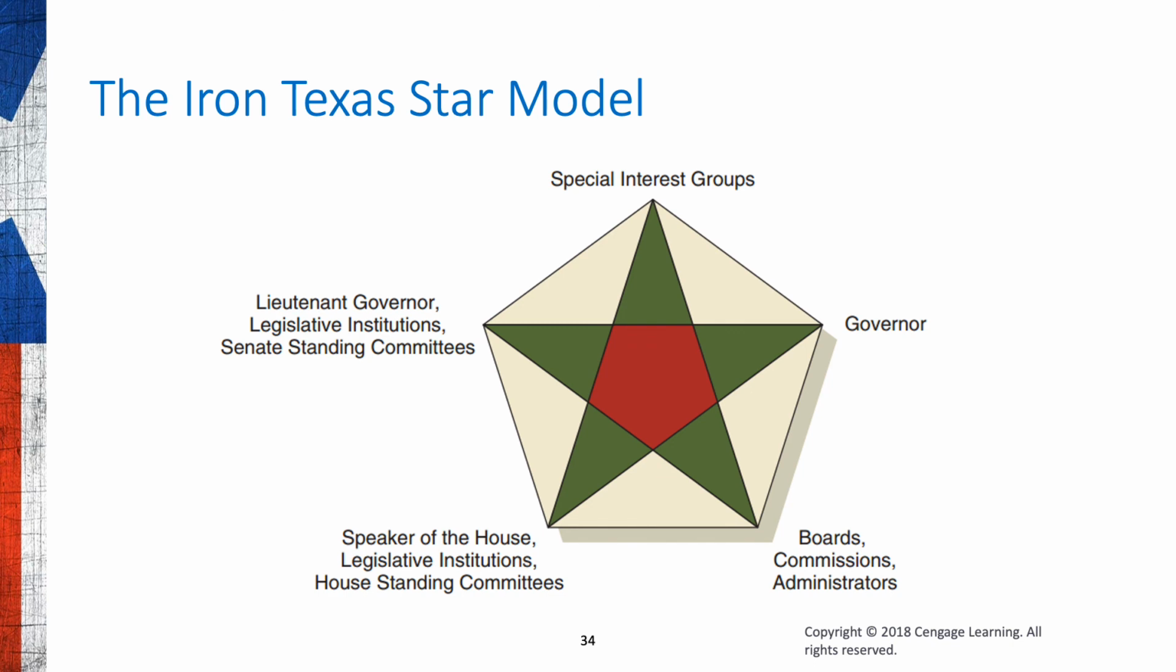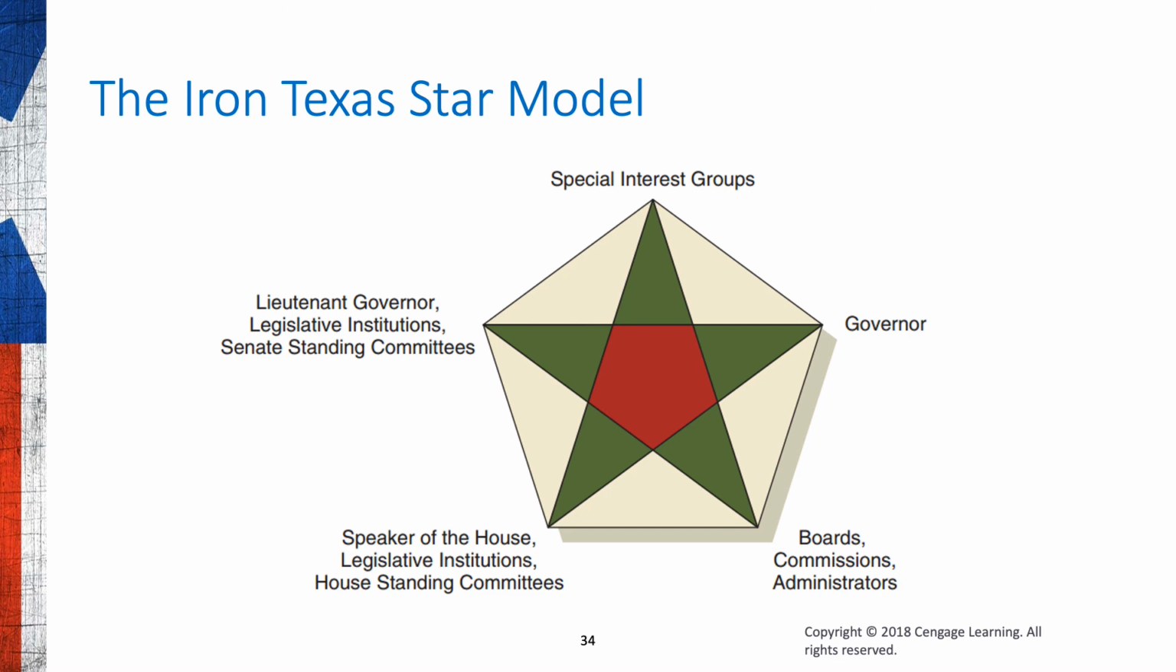And so this is the last thing I wanted to talk about, and it's called the Iron Texas Star model. It shows the relationship between different parts of the bureaucracy. So you can see how they all report to each other, are beholden to each other, relate to each other. They bargain with each other to make sure that they are all acting in the same direction.